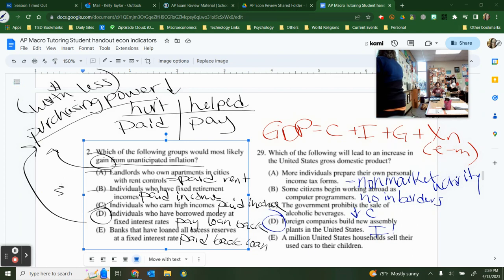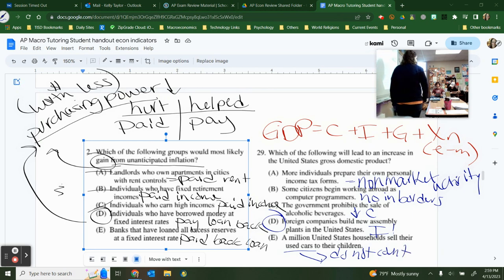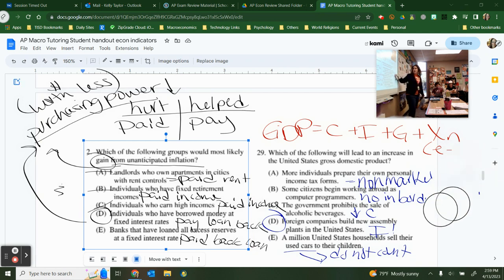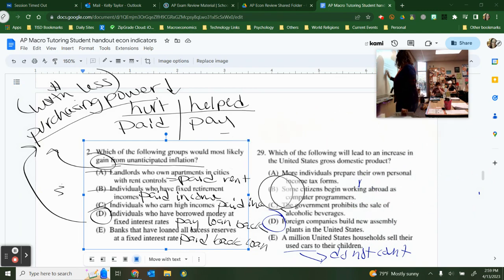Okay. 1 million households sell their used cars. Used cars don't count. So used products do not count. They count the year that it was produced. It doesn't matter when things are sold. It matters when it's produced. So something produced this year, whether it sells or not, is part of GDP. Any questions on those two? All right, moving on.